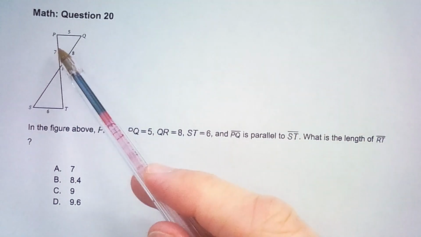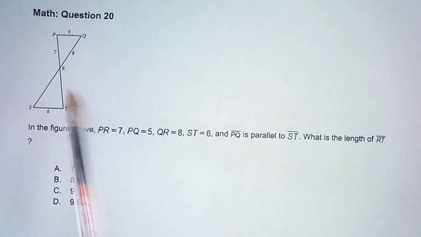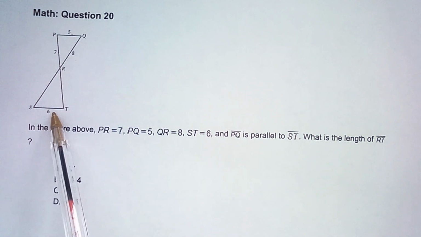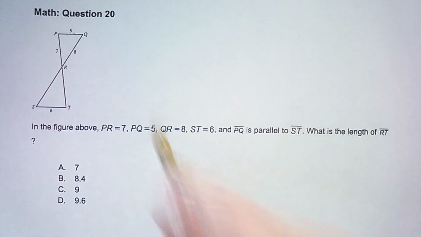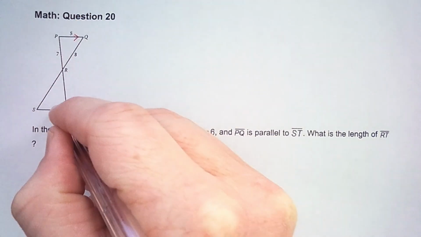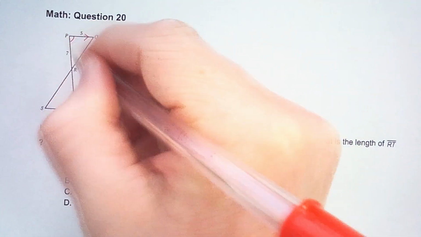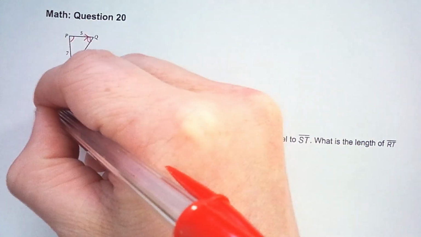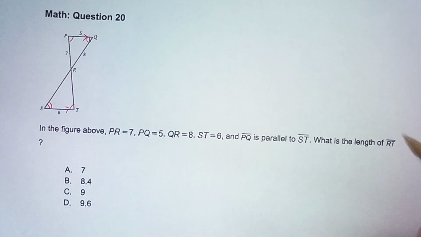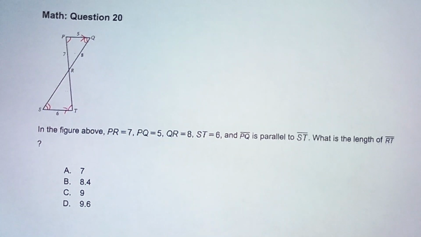Number 20, in the figure above, PR is 7, PQ is 5, QR is 8, ST is 6, and segment PQ is parallel to segment ST. So PQ here is parallel to ST. Now what that means is that these alternate interior angles are congruent, and these alternate interior angles are congruent, which tells us that these two triangles by angle are similar triangles.